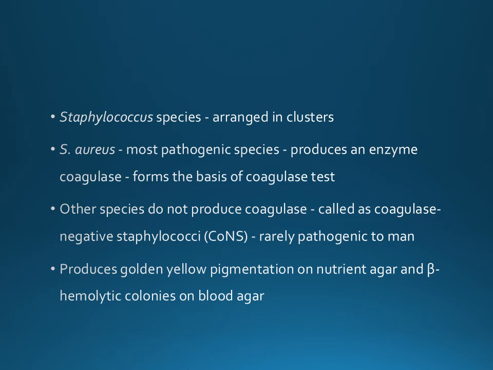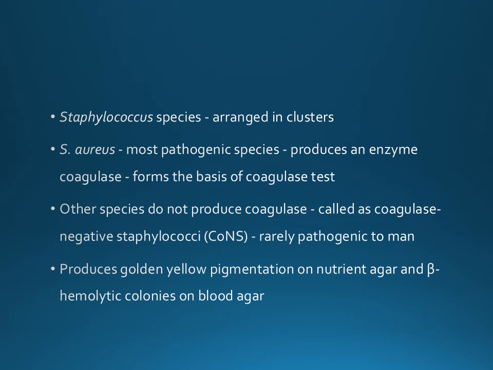Staphylococcus aureus is the most pathogenic species of Staphylococcus, and it produces a special enzyme, that is the coagulase. So Staphylococcus aureus gives coagulase positive, whereas those which are coagulase negative are called CONS. CONS means coagulase-negative Staphylococcus.